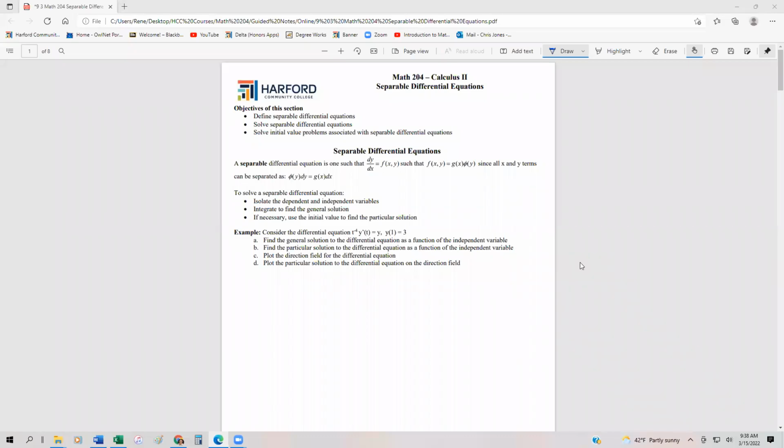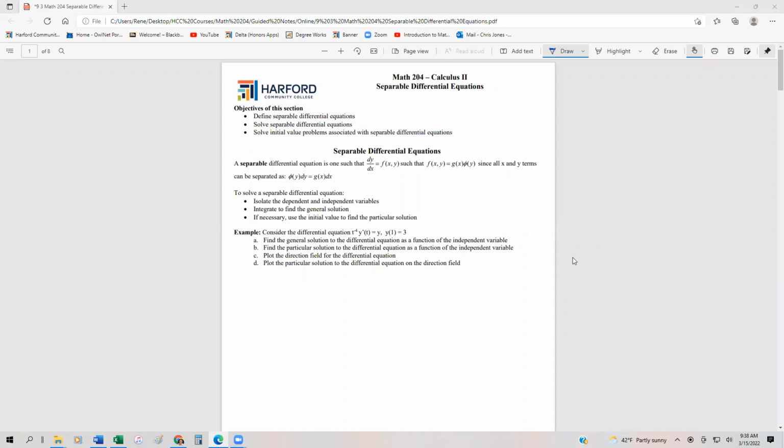In this section, we're going to look at how to solve differential equations that fall into the separable category. So we're going to define what a separable differential equation is. We're going to solve differential equations to get the general solution, and then also solve initial value problems to get the particular solution.